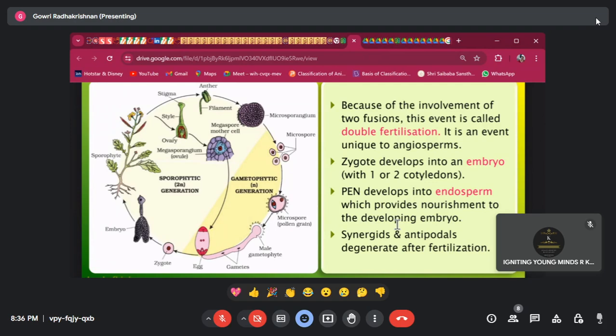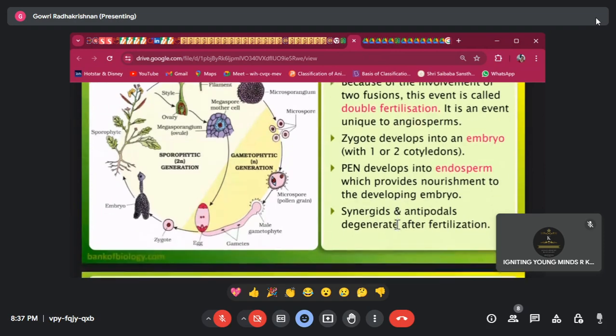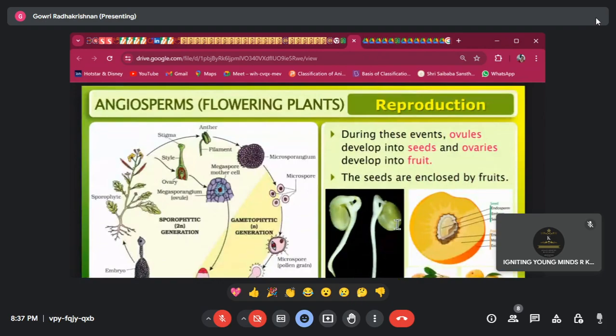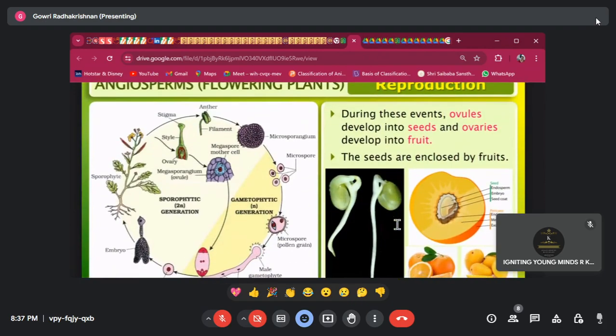Zygote develops into an embryo with one or two cotyledons. PEN develops into endosperm, which provides nourishment to the developing embryo. The synergids and antipodals degenerate after fertilization. Now, during these events, ovules develop into seeds and ovaries develop into fruit. The seeds are enclosed by fruits.